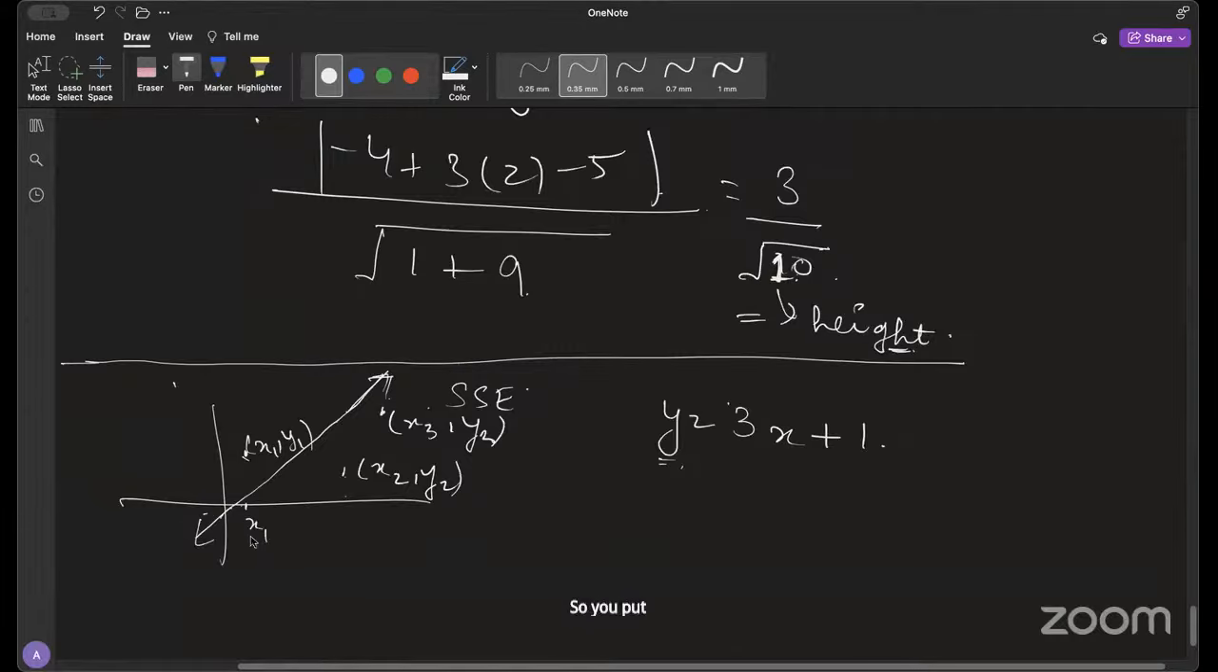So you put x1 here, and you try to find the point corresponding to x1 on this line. So this will be x1, and the point that you will get from here, right? This is the equation of this line. So if you put x1 here, let's just take points also. Let's not take arbitrary points here.